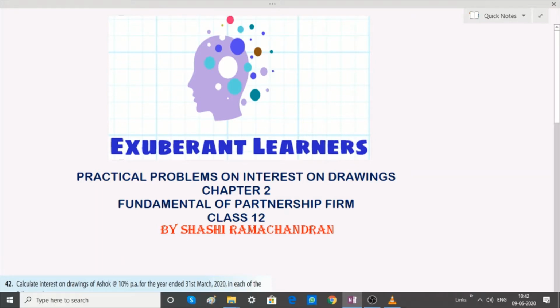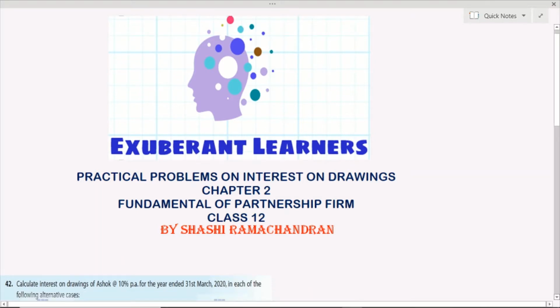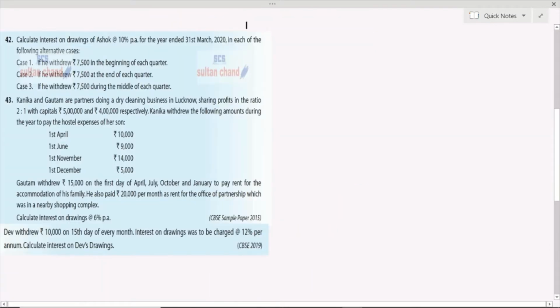And now we are taking some practical problems, and I have taken these questions from T.S. Grewal. The first question says: calculate interest on drawings of Ashok at the rate of 10% for the year ended 31st March 2020, in each of the following cases. So these are the cases given here.